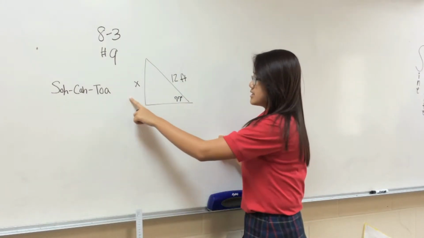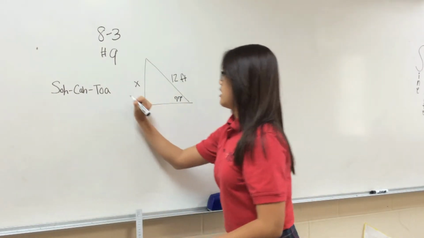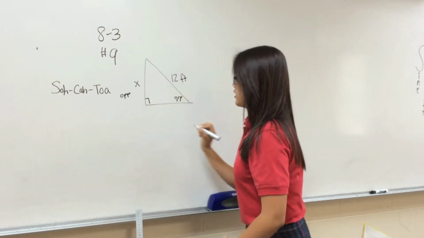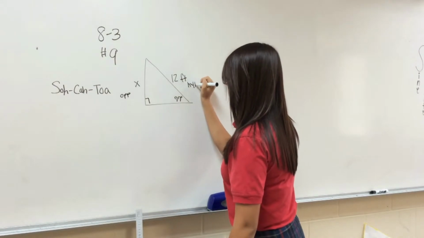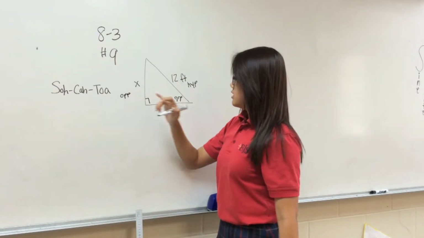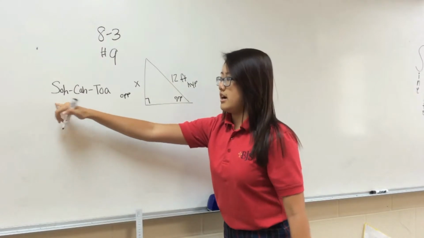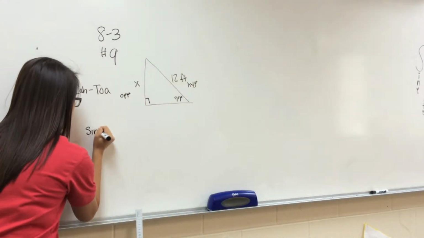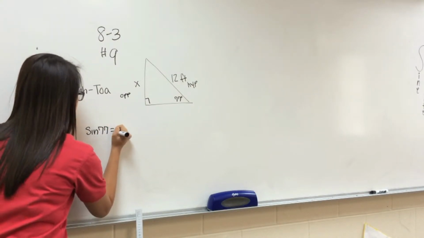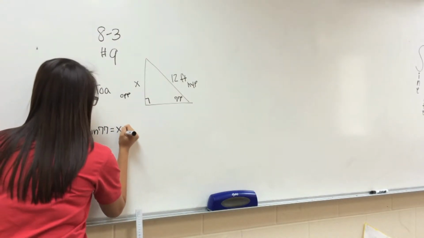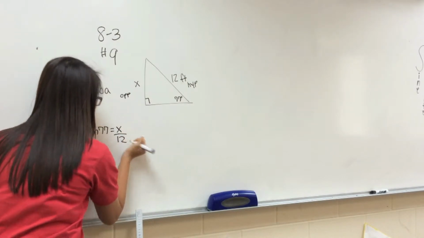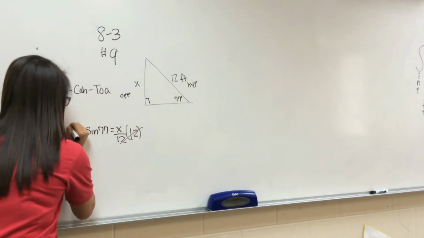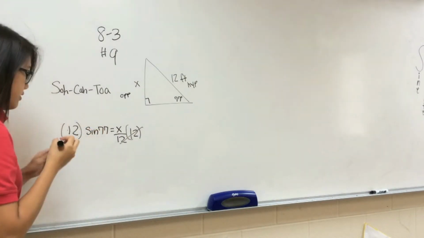And so X is across from 77, so this is our opposite. And then this is across from our 90-degree angle, so this is our hypotenuse. And the trig function that uses opposite and hypotenuse is sine. So it'll be sine 77 equals opposite over our hypotenuse. And then you multiply that by 12.